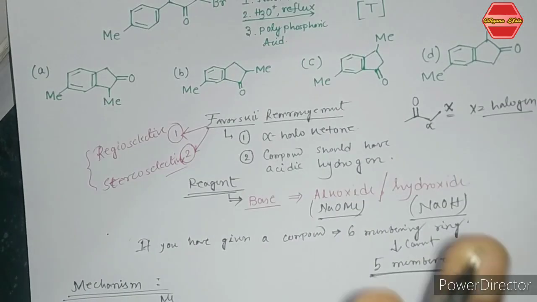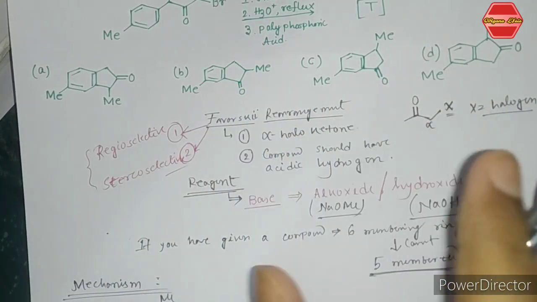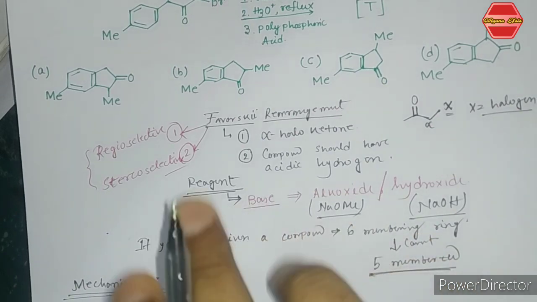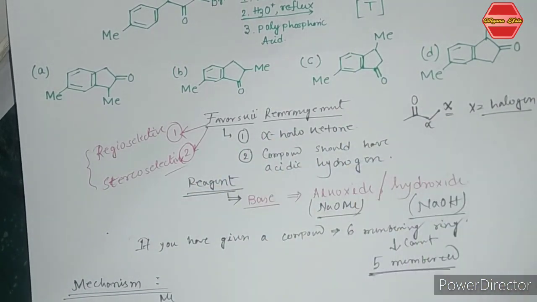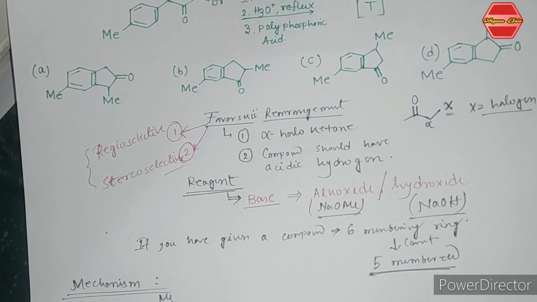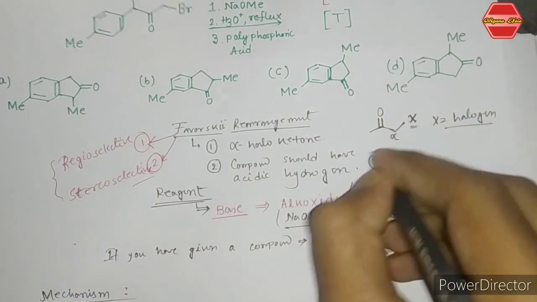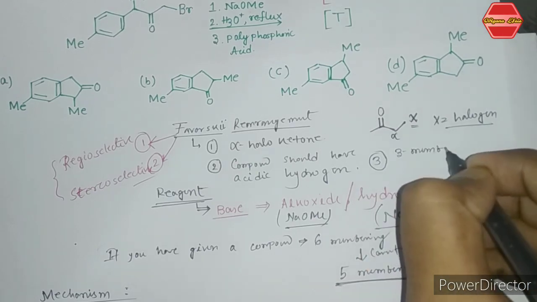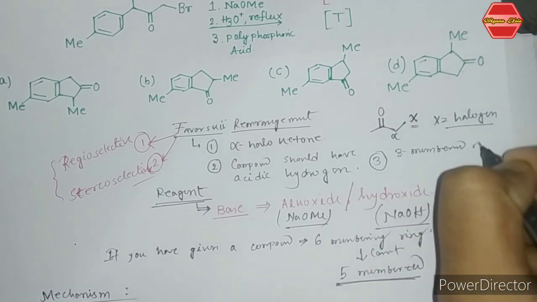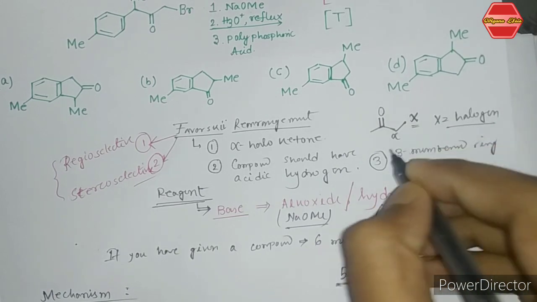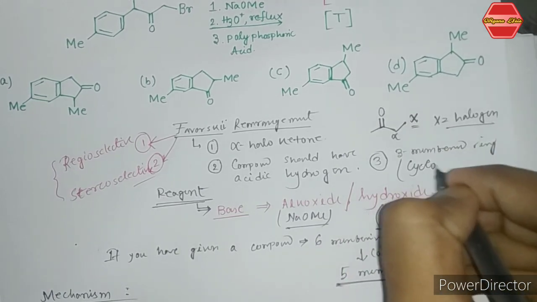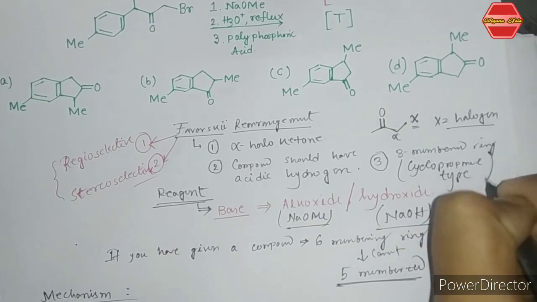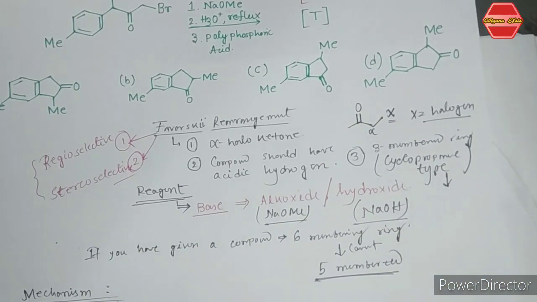I am noting one more important concept regarding this Favorskii rearrangement: there is a formation of an intermediate during this reaction, a 3-membered ring, or you can call it a cyclopropane type intermediate. This is the intermediate.